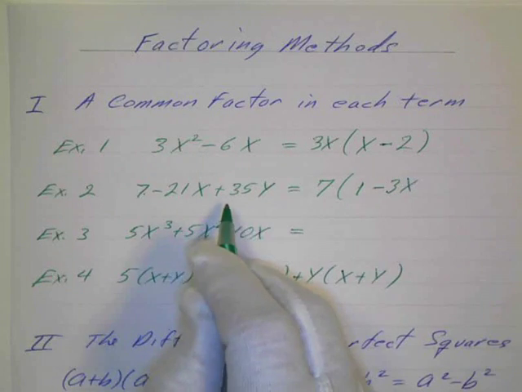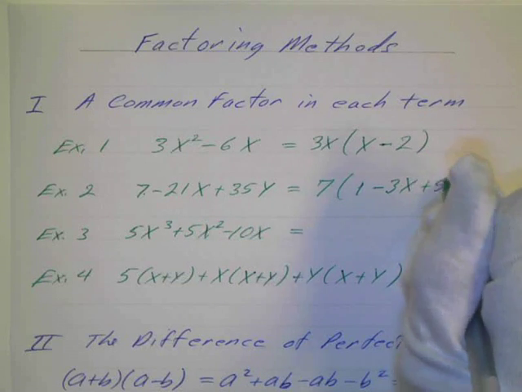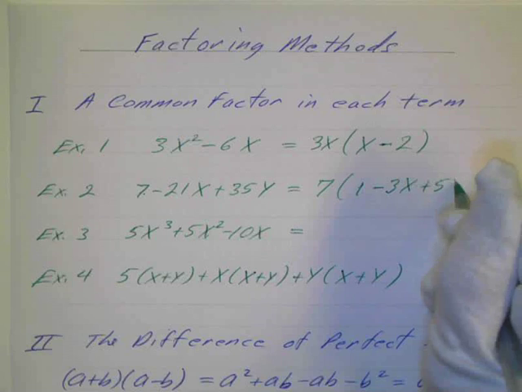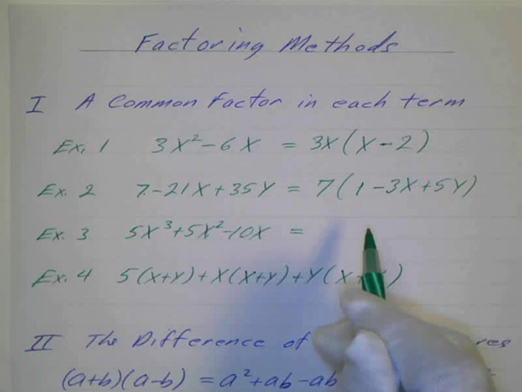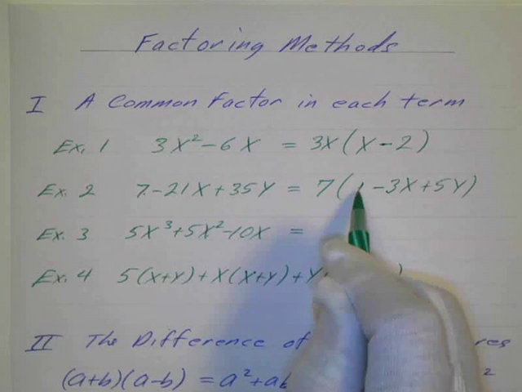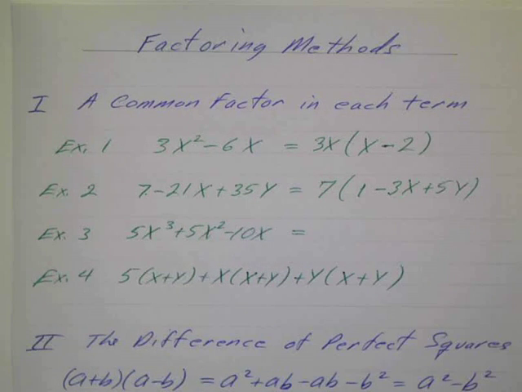And then 7 goes into 35 5 times. So that's plus 5. And then there's a y left. Okay. And you could always multiply this out and check it. And you'd have 7 times 1 is 7, minus 21x, plus 35y. So it's really easy to check.